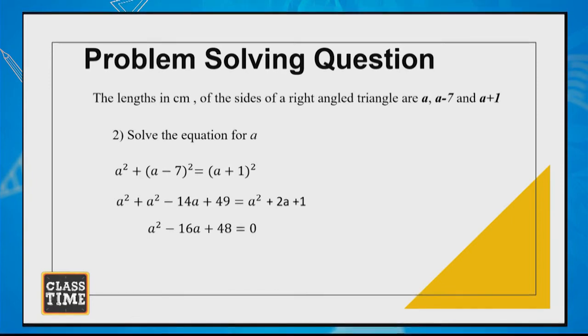I'm seeing that the powers are going down by 1. So I have a square there, then the power at the a there is just 1, and then in the 48, I'm not seeing an a. I could always say that there's an a there, but it is raised to a 0 power, which is just 1. So it is in the form of a quadratic equation.